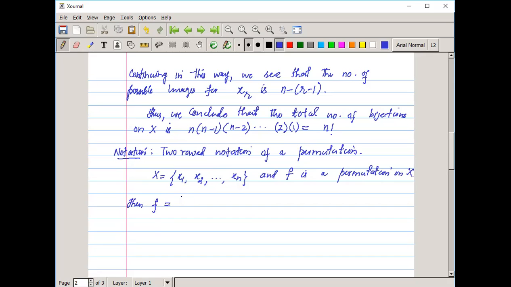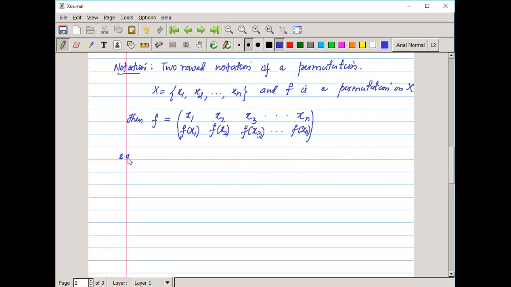Then we can write f equal to, in the first row we will write the elements of the set X. So it's x1, x2, x3, and so on, xn. And in the second row of this representation we will write the image of xi below the point xi. So here we will write the image of x1, that is f of x1, and under x2 we will write the image of x2, that is f of x2, and similarly here we will write f of x3, and so on, and here we write f of xn. So this is the two-row notation for a permutation.